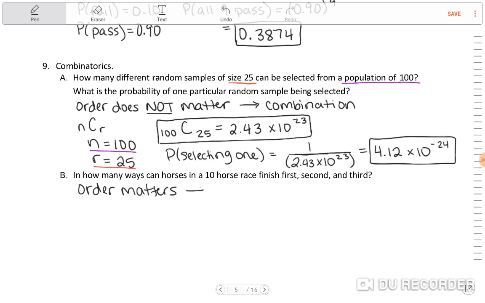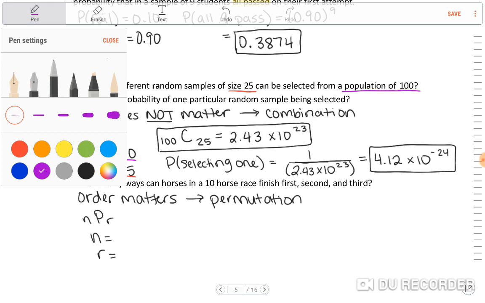So for that one, this means that we're going to do a permutation. I did show you there's actually two ways you could do this, so I'll show you both. You can do permutations, or you can use your slot diagram, the blanks that I did. Order matters, which means we're going to do nPr. Still the same: n is your total number of items you're choosing from, and r is the number of groups you're making, right? So we're looking at first, second, and third place. So how many ways can horses in a 10-horse race finish?